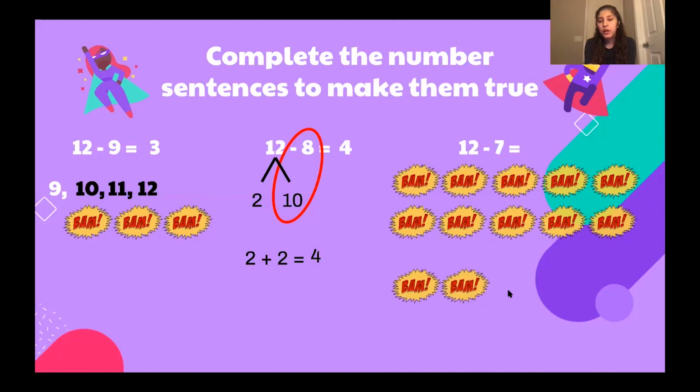So now I have my 12 drawings, and now I have to subtract 7. So 1, 2, 3, 4, 5, 6, 7. And now all I have left to do is count how many are left. So I have 1, 2, 3, 4, 5, because 3 plus 2 is 5. So 12 minus 7 equals 5. So if you got the same answers as me, good job. If not, it's okay. We can just practice some more.